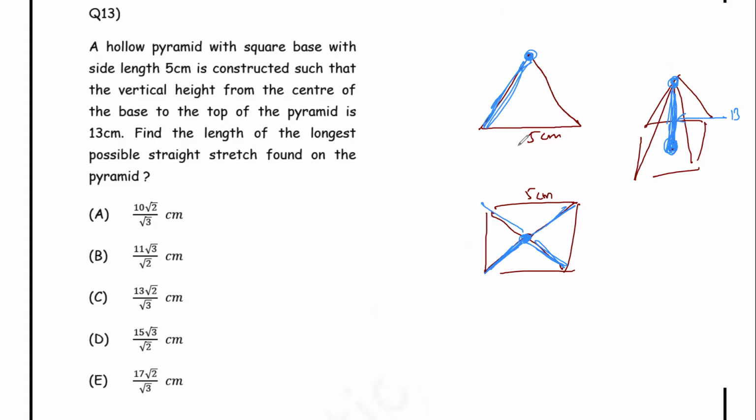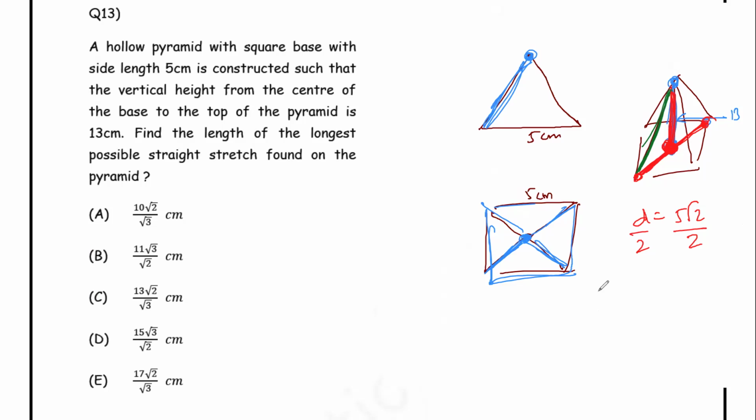Okay. So I know that if the square base's side is 5 centimeters, then the diagonal length from here to here, so in the red, I'll put the diagonal length. This is the square base. So this diagonal length is 5 root 2. And in between, when it touches the base, it will be 5 root 2 upon 2. Half the diagonal. Correct. And that half the diagonal and this 13 and this green color line is what I need to find out, the green stretch.